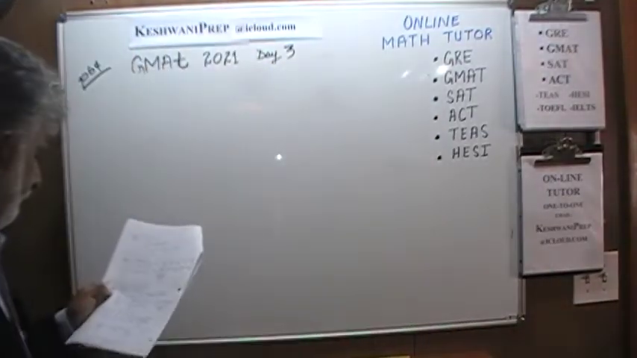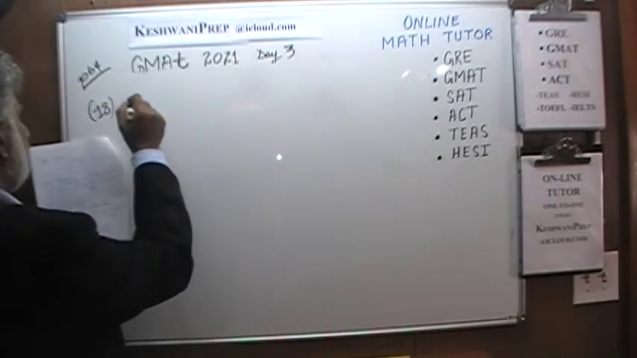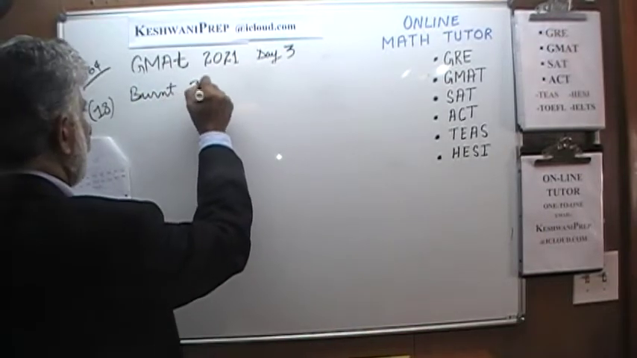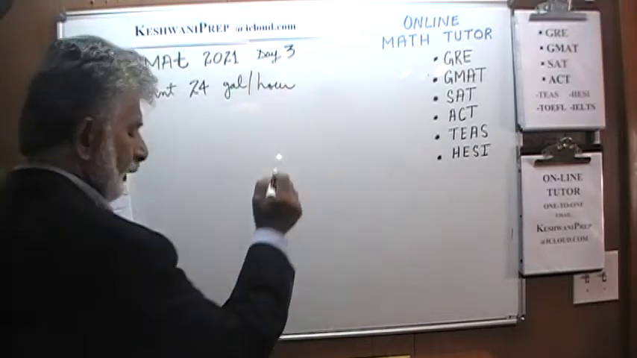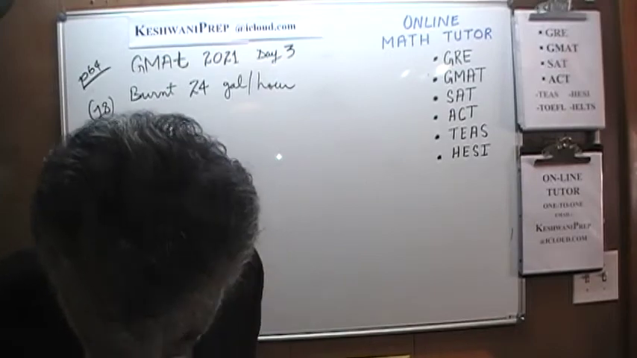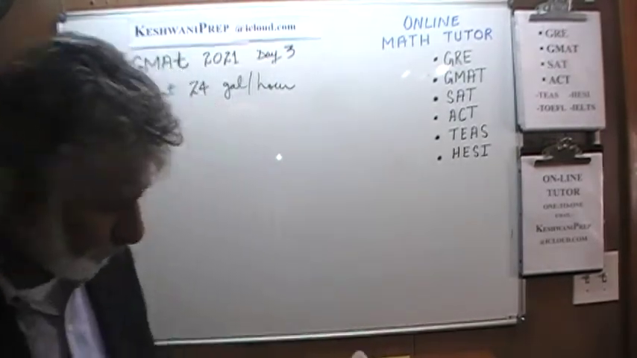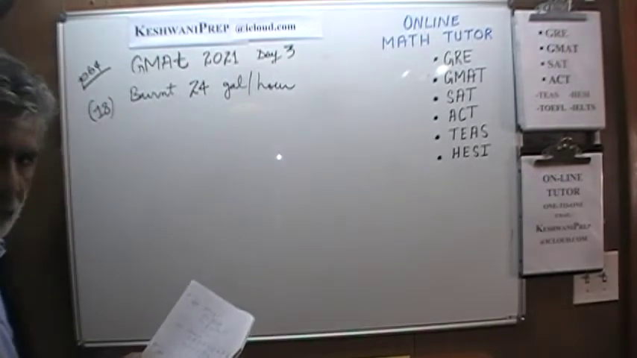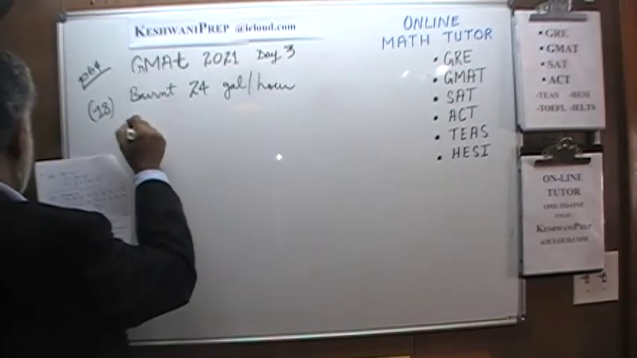Number 18. Number 18, we are told that we burned 24 gallons per hour. I don't know what kind of vehicle this guy is using. It really doesn't matter. It doesn't tell you, but whatever you're driving, you know that you're burning 24 gallons every hour.